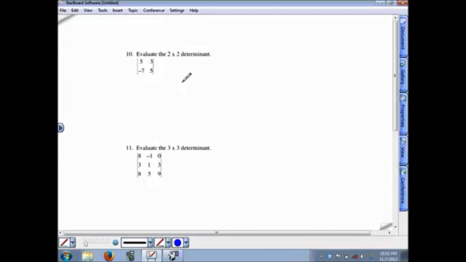Number 10, evaluating a 2 by 2 determinant. The formula for a 2 by 2 determinant is AD minus BC. This is AD here, and then you subtract the BC product. So AD is 25 minus BC, which is negative 21. Minus a negative is the same as plus, so that's 46.